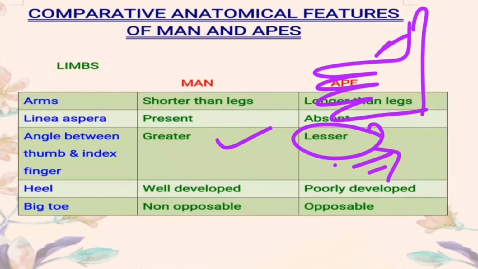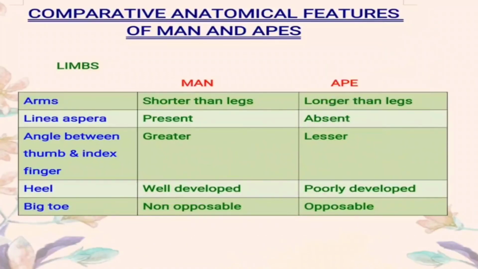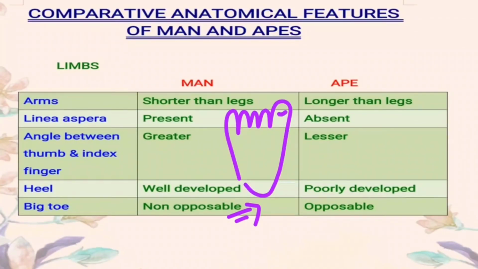Coming to the heels, the man has a well-developed heel, but in the apes, the heels are not as developed as man. Coming to the big toe, so we're talking about the feet. We have the non-opposable toe. For example, this is our foot, and this is our longer toe. All the toes are facing towards the same side, no angle in between. They are aligned in the same line.